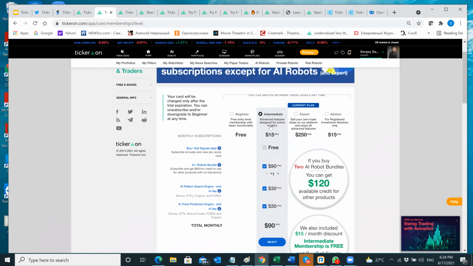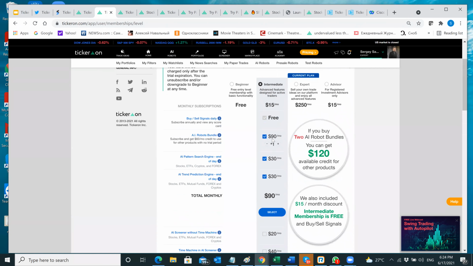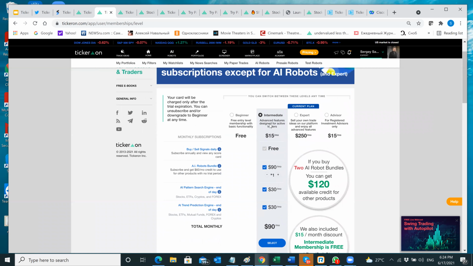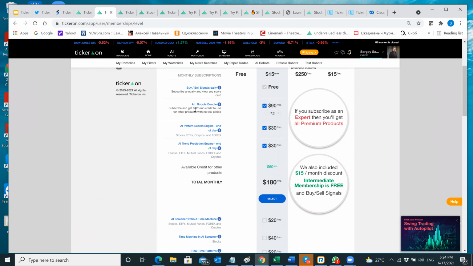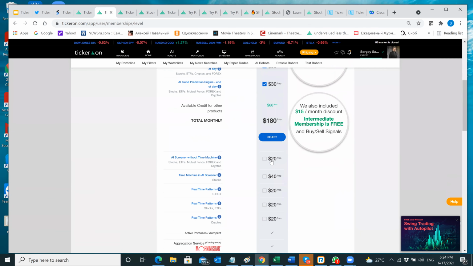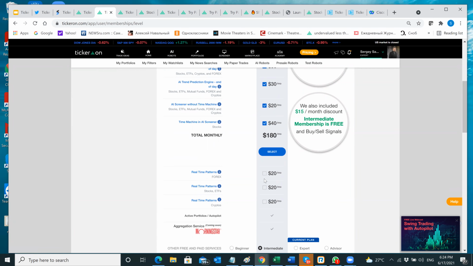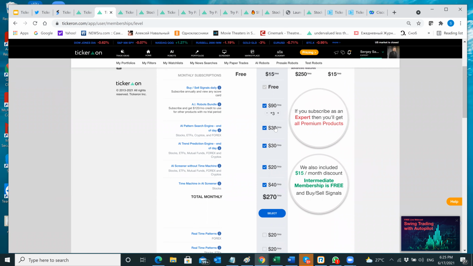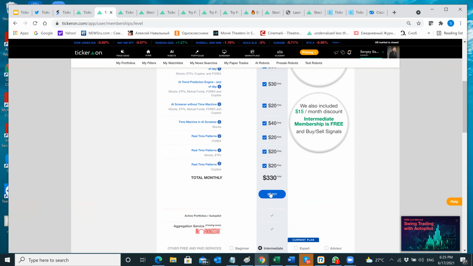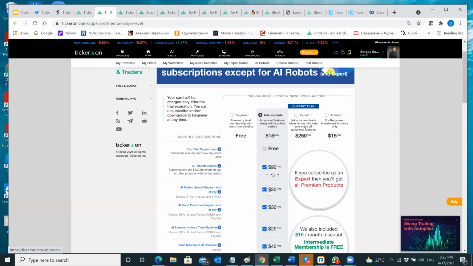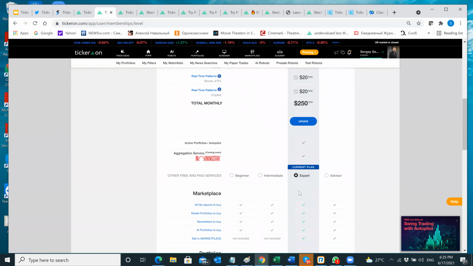And then additionally, on the intermediate level, you get additional membership free, okay? So if you get 2 robots, then you actually get $120 credit, and you get additional products, which you're also getting for free. But if you want 3 robots, then you're actually better off being like me, expert. It's 330. This is all products, but you can get all of them for $250. Okay, you get everything right here.